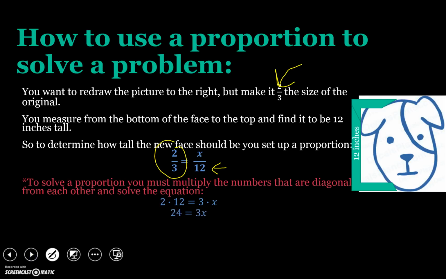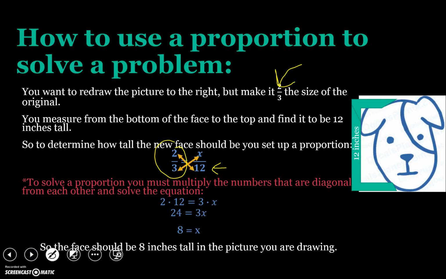2 times 12 is 24, and 3 times x is 3x. And so what that means is my new drawing, the size is going to be 8 inches. Okay, so again, this is called cross multiplication. The face should be 8 inches tall. In the picture that you were drawing, it is going to be smaller since we want it to be 2/3 the size. Okay, so that's kind of what we're thinking of when we're doing these.